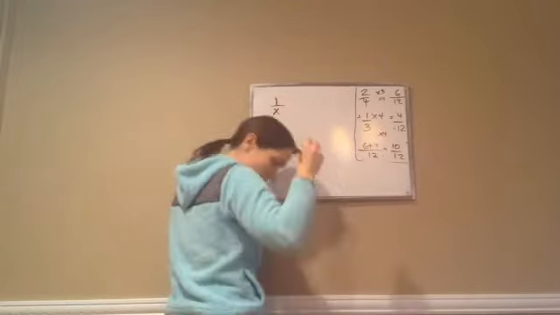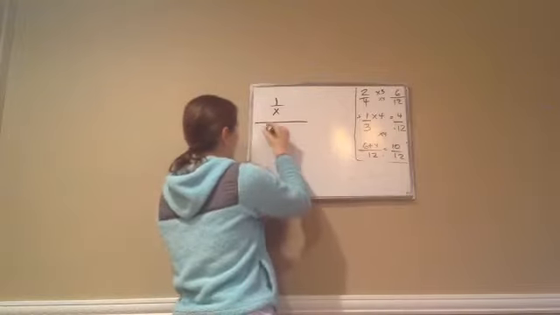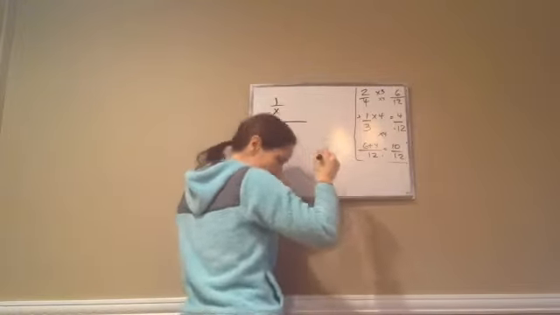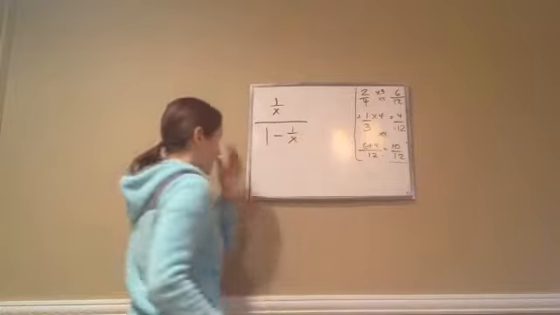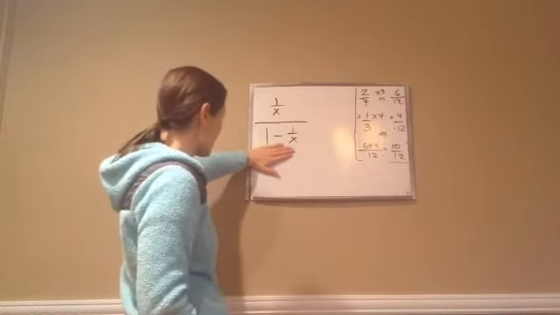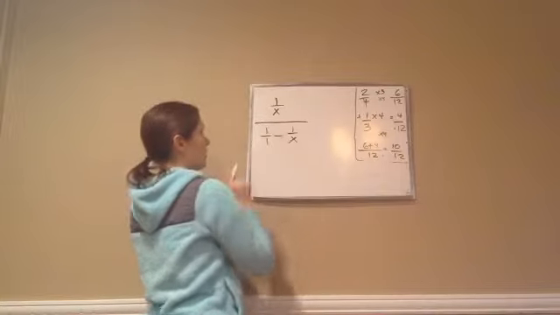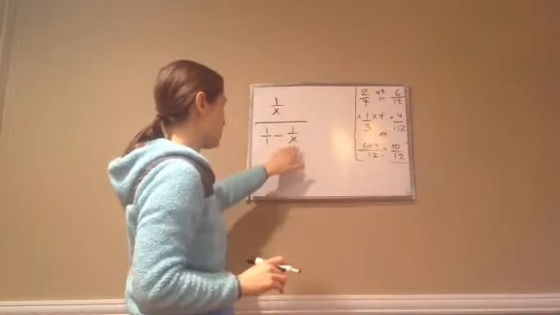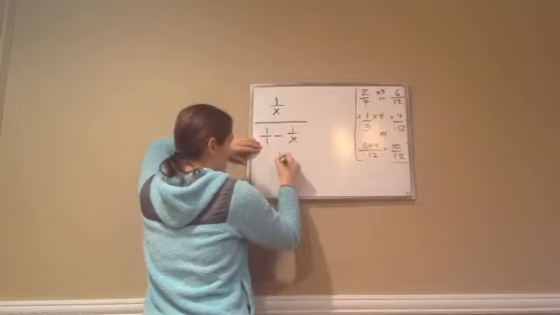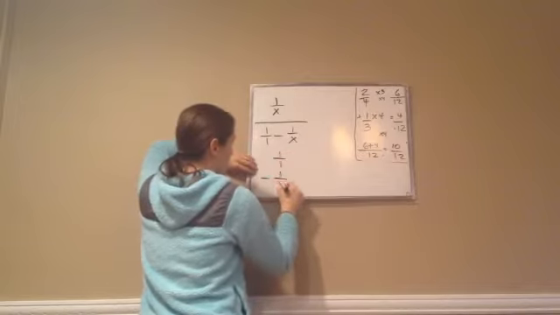1 over x, divided by 1 minus 1 over x. Again, we ask ourselves, here's a problem right here. I need the same denominator. So I'm going to make this 1 over 1. But I still don't have the same denominator. So I'm going to move this down and work it. 1 over 1 minus 1 over x.